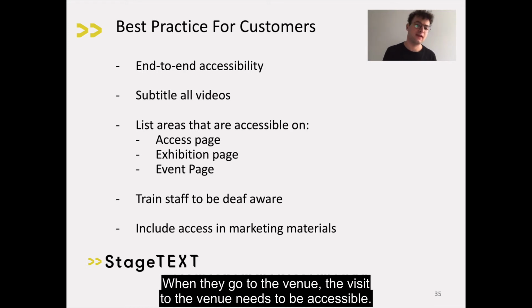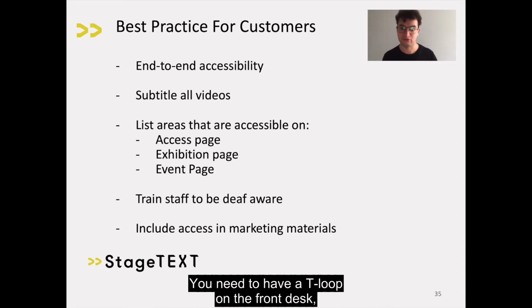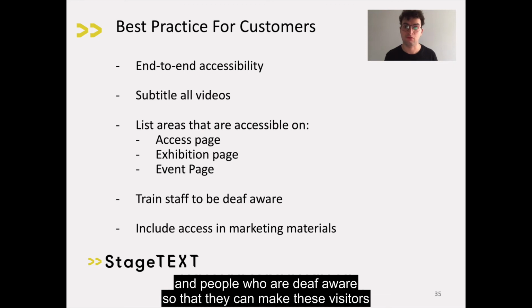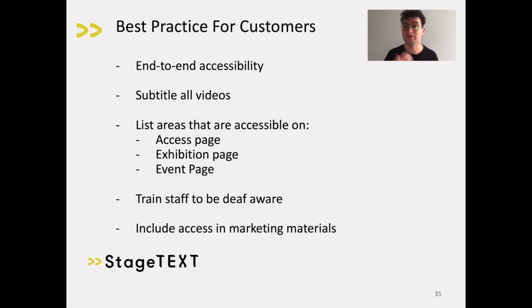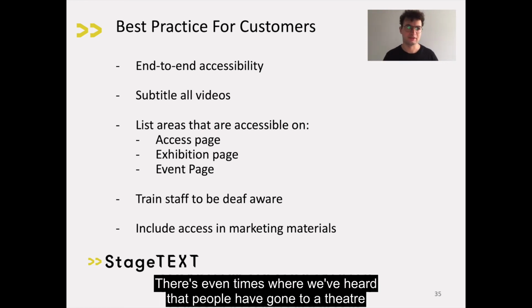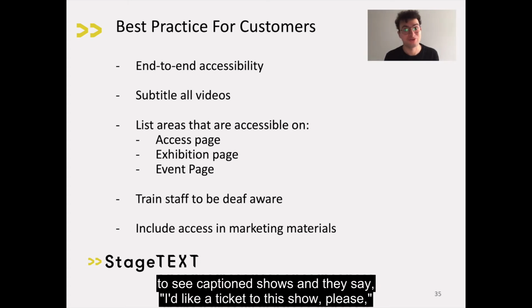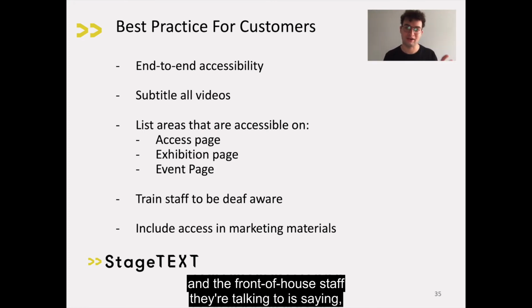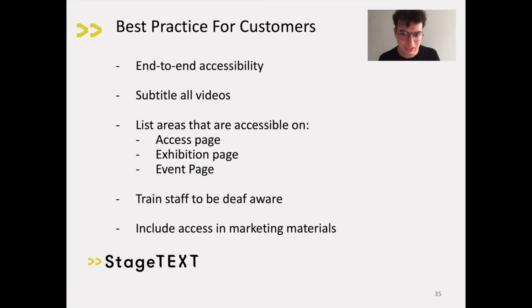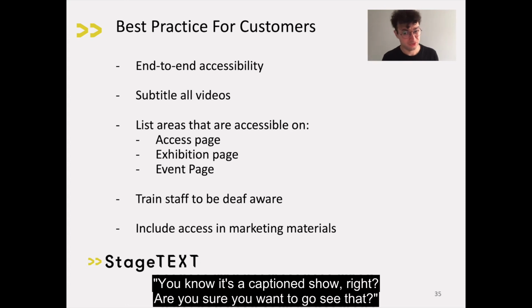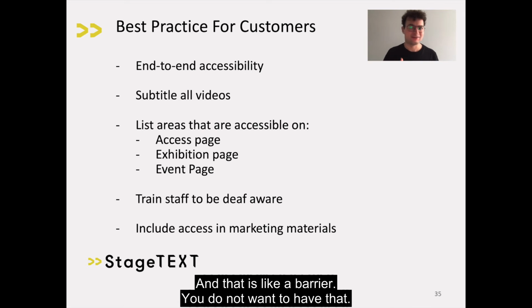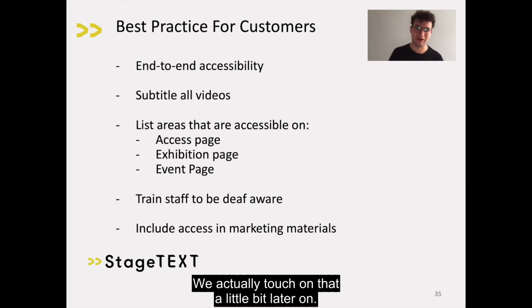When they go to the venue, the visit to the venue needs to be accessible. You need to have a T-loop on the front desk and people who are deaf aware so that they can make these visitors feel welcome and included. There's been times where we've heard that people have gone to the theatre to see caption shows and they say, oh, I'd like a ticket to this show, please. And the front of house staff they're talking to is saying, well, you know it's a caption show, right? Are you sure you want to go see that? And that is like a barrier. You do not want to have that. And we actually touched on that a little bit later on.